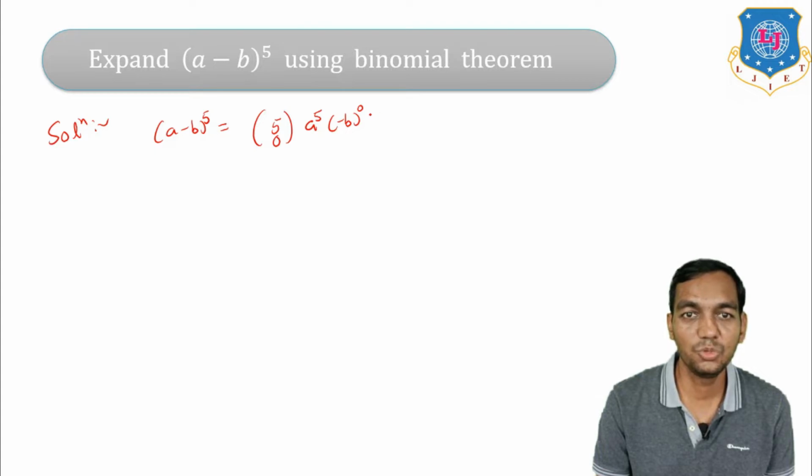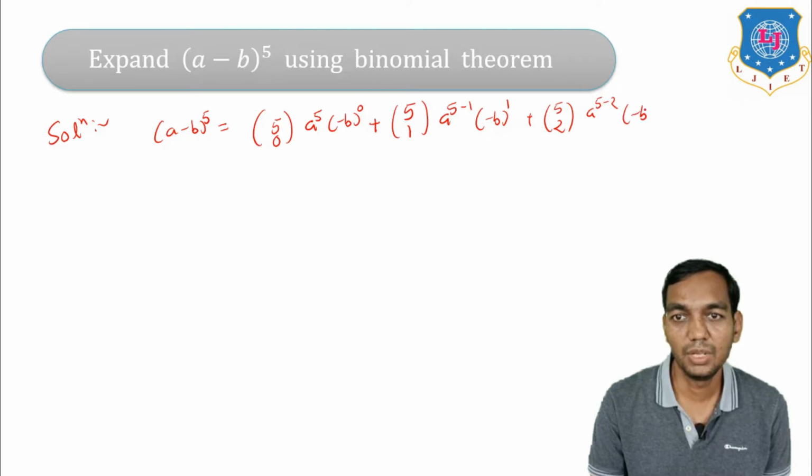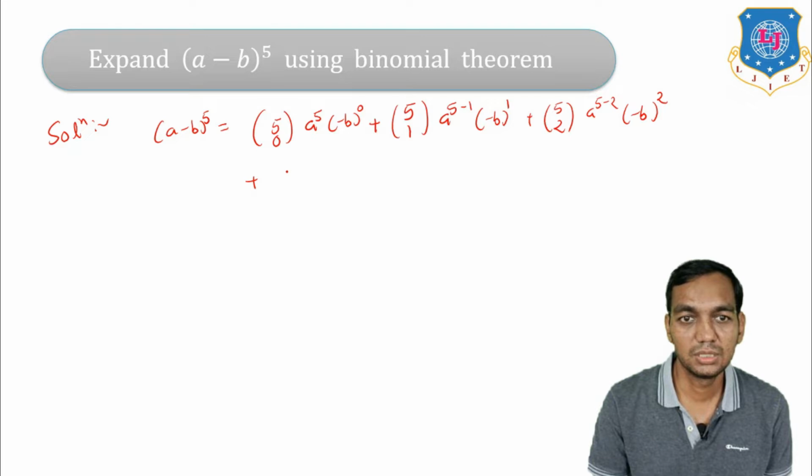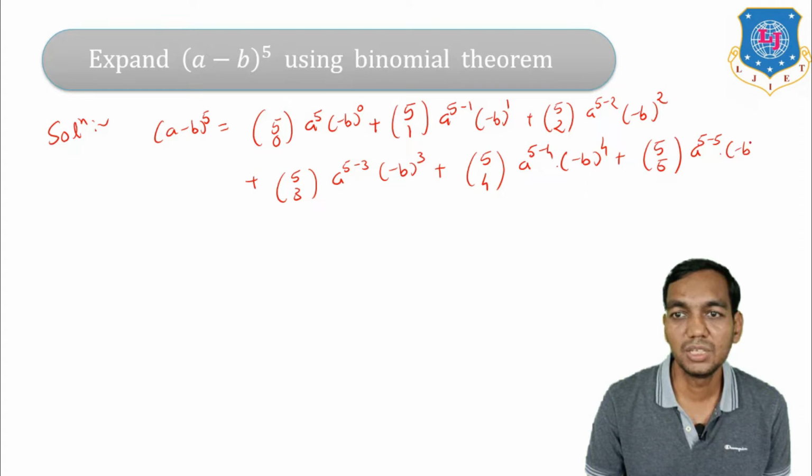Instead of b, you have to put minus b, plus 5C1 into a raised to 5 minus 1 into (minus b) raised to 1, plus 5C2 into a raised to 5 minus 2 into (minus b) raised to 2, plus 5C3 into a raised to 5 minus 3 into (minus b) raised to 3, plus 5C4 into a raised to 5 minus 4 into (minus b) raised to 4, and the last term will be 5C5 a raised to 5 minus 5 into (minus b) raised to 5.